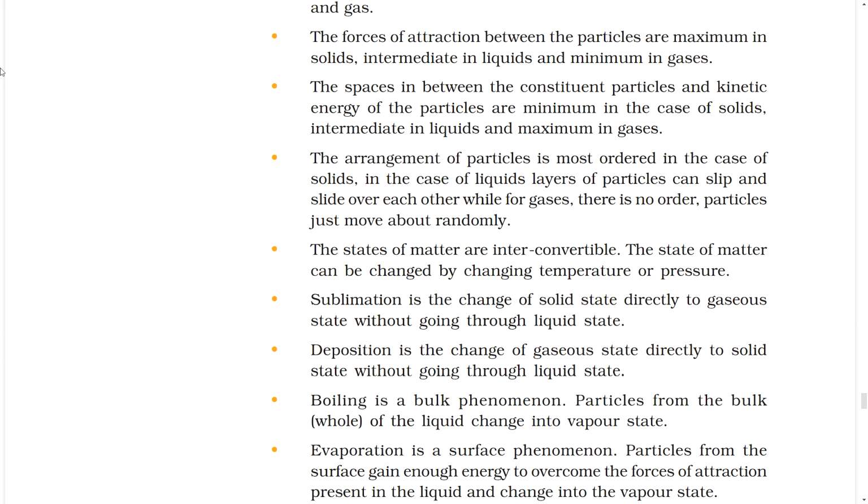Sublimation is the change of solid state directly to gaseous state without going through liquid state. Deposition is the change of gaseous state directly to solid state without going through liquid state. Boiling is a bulk phenomenon. Particles from the bulk whole of the liquid change into vapor state. Evaporation is a surface phenomenon. Particles from the surface gain enough energy to overcome the forces of attraction present in the liquid and change into the vapor state.